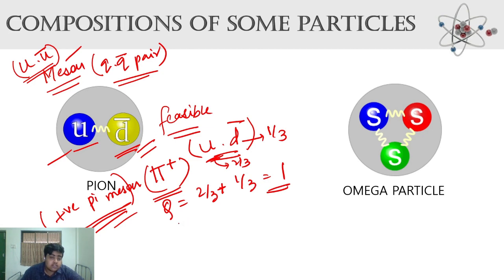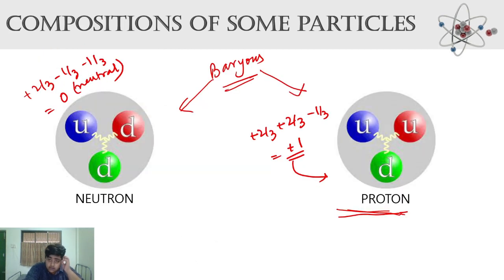Spin: it will be the up quark and the down quark, so the spin will be 0. And the strangeness will be 0 plus 0, which is equal to 0. Now I forgot to calculate the strangeness for proton and for neutron, and also the spin.